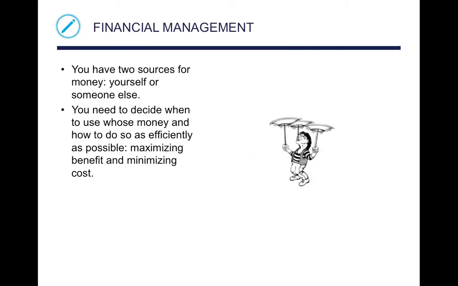So you have two sources of money, yourself or someone else. You need to decide when to use money and how to do so as efficiently as possible, maximizing benefit and minimizing cost.